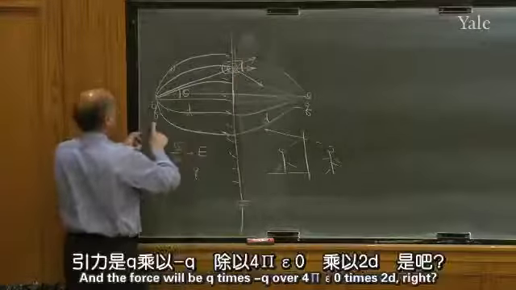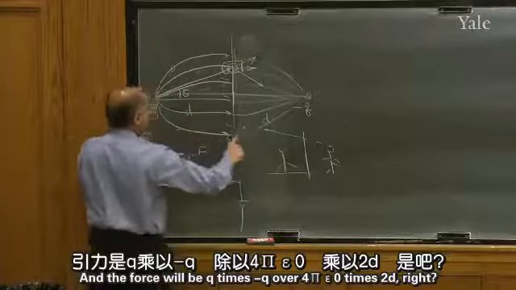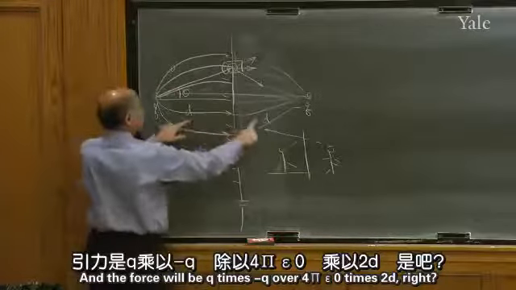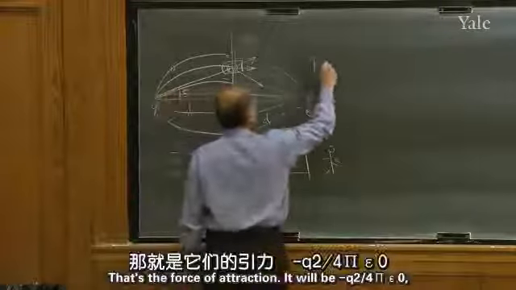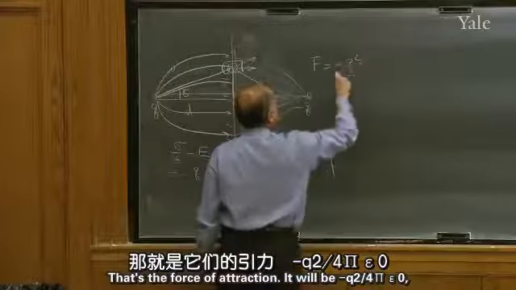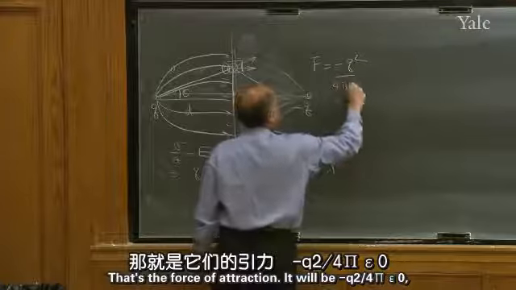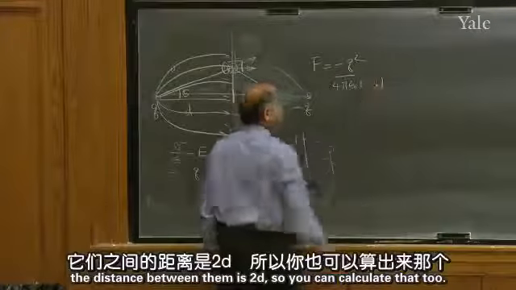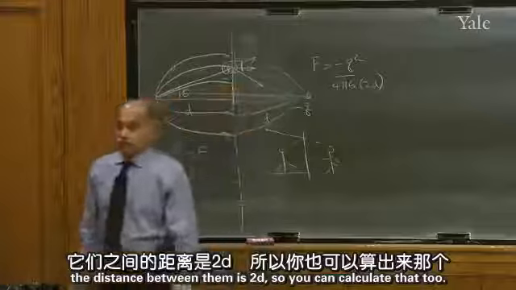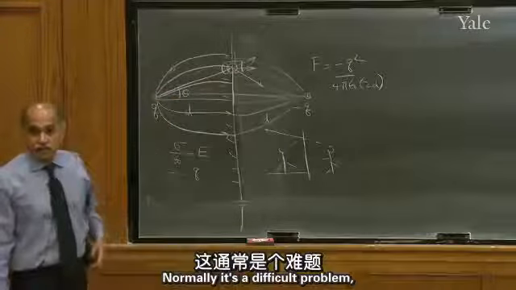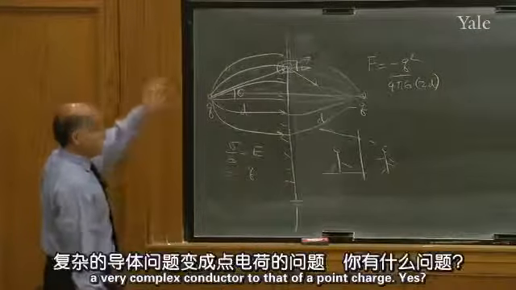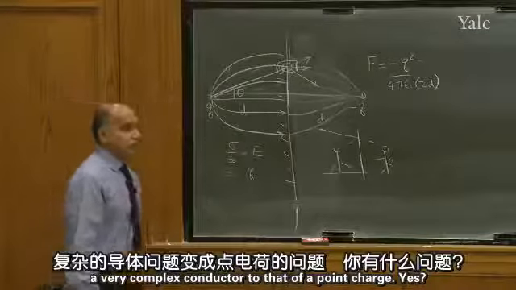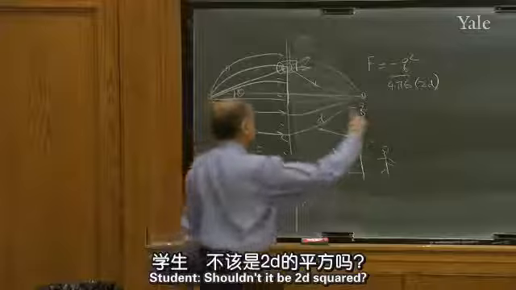And the force will be Q times minus Q over 4 pi epsilon 0 times 2d. Right? That's the force of attraction. It will be minus Q squared over 4 pi epsilon 0. Distance between them is 2d. So you can calculate that too. So normally it's a difficult problem because the image charge reduces the problem of a very complex conductor to that of a point charge. Yes? Wouldn't it be 2d squared? Yes. Thank you.